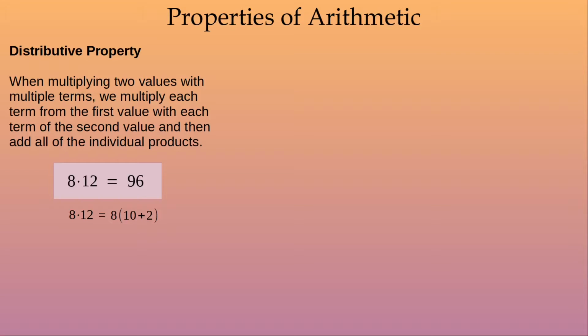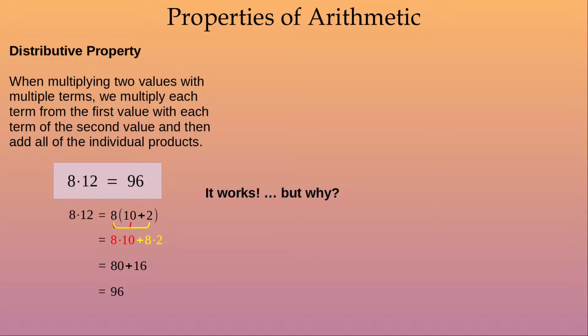Now we're going to use the distributive property to multiply these two subterms each by 8. So first we're going to multiply 8 and 10, and then we're going to multiply 8 and 2. And that's going to give us the product of 8 and 10, and the product of 8 and 2, and then we add together the products. So 8 times 10 plus 8 times 2. Okay, 8 times 10 is 80, 8 times 2 is 16, and 80 plus 16 is 96, which is exactly what we were supposed to get.